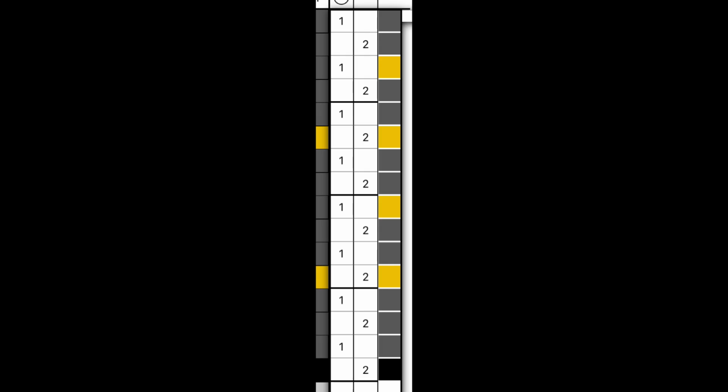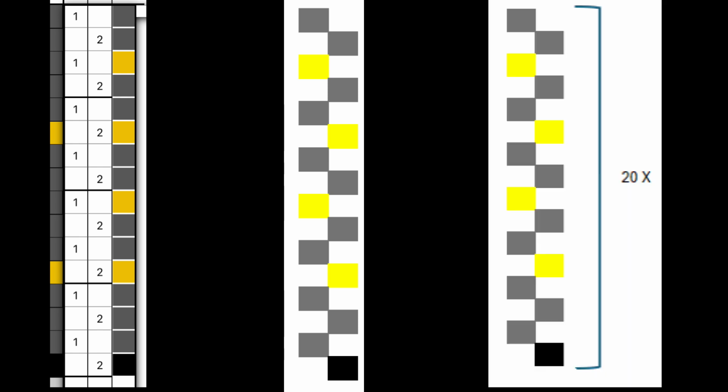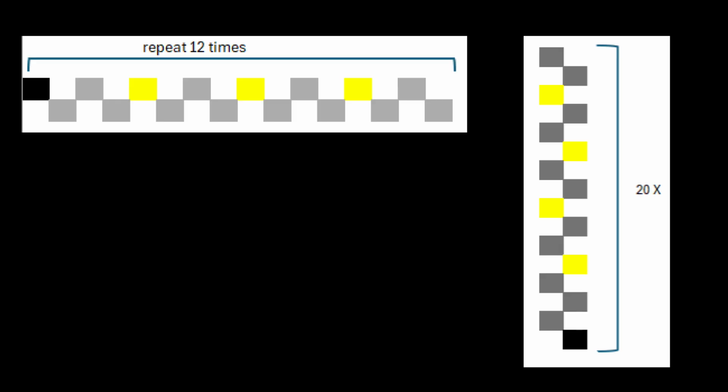Similarly, this is our weft placement pattern, reading top down. An easy way to represent this is, of course, having the colours in place of the numbers. And we're going to repeat this 20 times to get the length that we want for our hand towel. So altogether, this is our basic pattern.